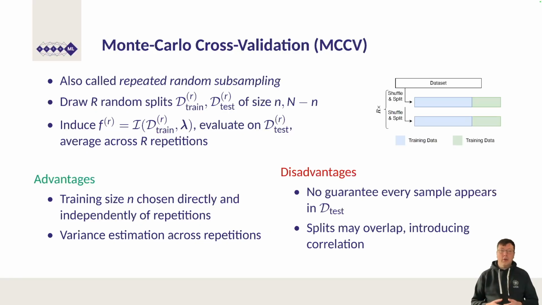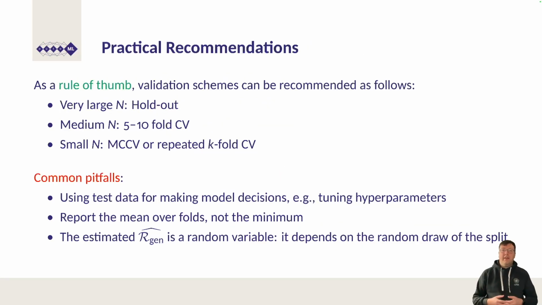The key advantage over k-fold cross-validation is that the training set size n is chosen directly and independently of the number of repetitions R. This decoupling is useful when you have a specific target sample size in mind and want to control it precisely. The disadvantages are that there is no guarantee every data point appears in at least one of the test sets. Some points may never be tested, and the splits can overlap, which introduces correlation between repetitions.